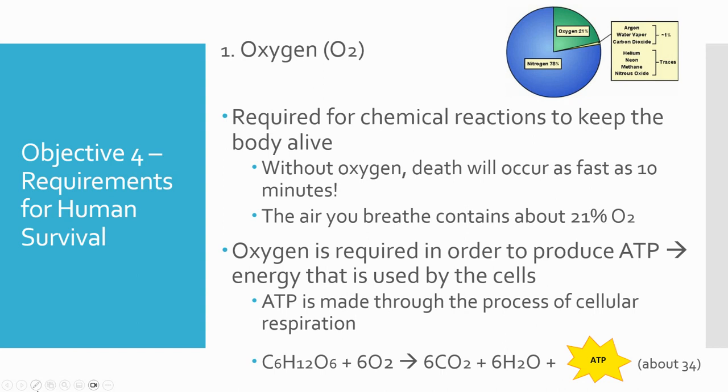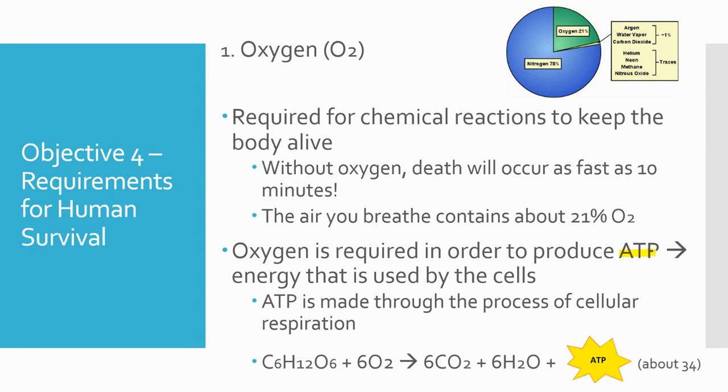So the first one is oxygen. And we all know that we have to breathe in oxygen and that we exhale CO2. If you notice up here, really the air around us is a lot of nitrogen, and so the oxygen is just a smaller percentage of the air that you breathe in. But the reason it's essential is because we have to have oxygen in order to produce energy.